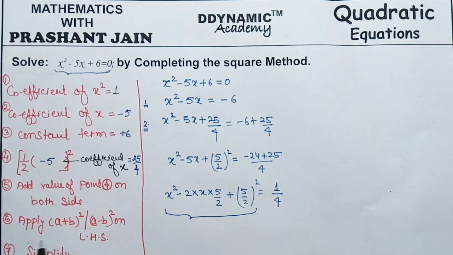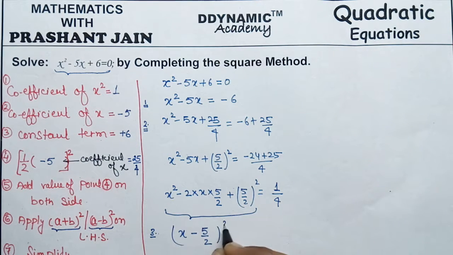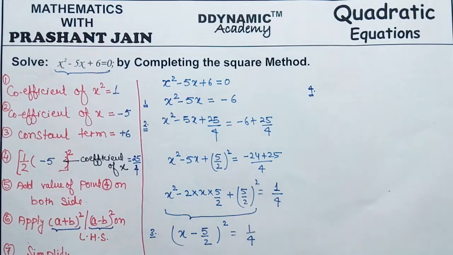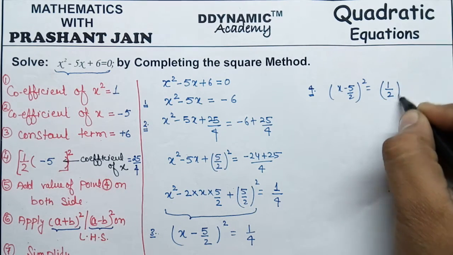Because this is in the form of a plus b whole square or a minus b whole square, and you know that the formula of a minus b whole square is a square minus 2ab plus b square. It means it will be in the form a minus b whole square, so we may write this as x minus 5 upon 2 whole square, where a is x and b is 5 upon 2, is equals to 1 upon 4. Now in the fourth step, x minus 5 upon 2 whole square, and the right hand side may be written as 1 upon 2 whole square.